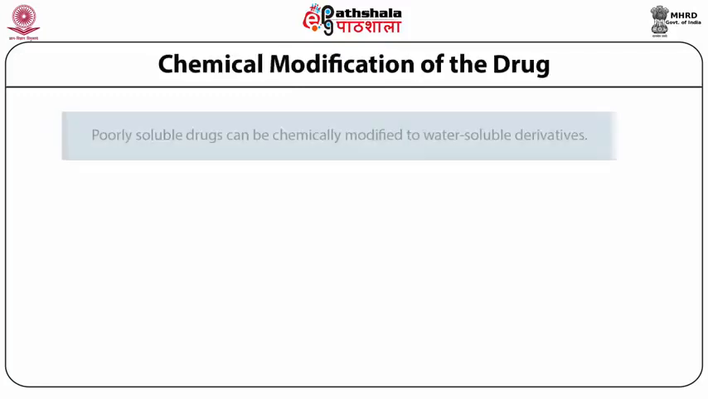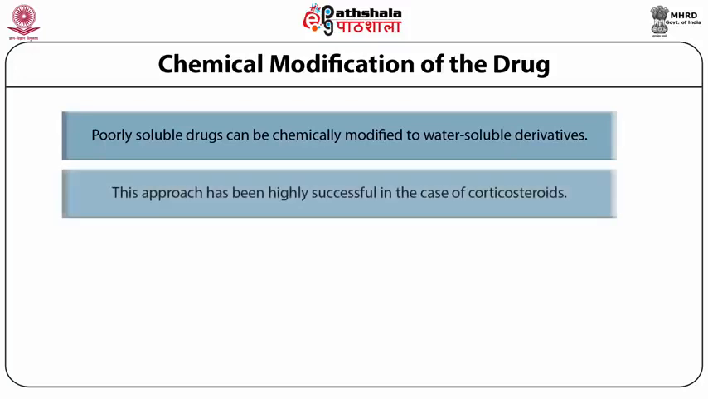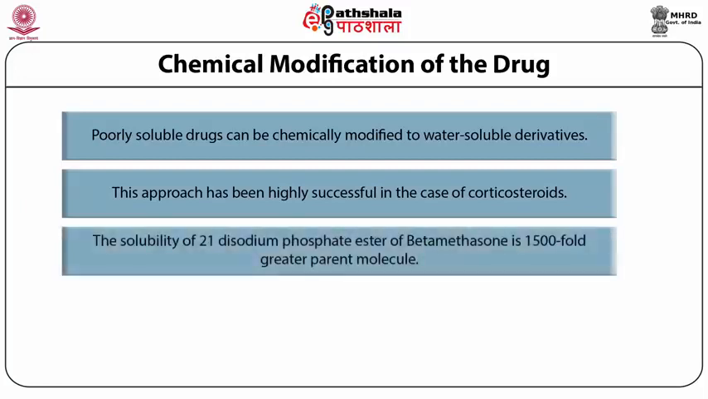Let's discuss chemical modification of drug as a tool for solubility enhancement. Many poorly soluble drugs can be chemically modified to water-soluble derivatives. This approach has been highly successful in the case of corticosteroids. The solubility of betamethasone alcohol in water is 5.8 mg per 100 ml at 25 degrees centigrade. The solubility of its 21-disodium phosphate ester is greater than 10 grams per 100 ml, an increase in solubility greater than 1500 fold.